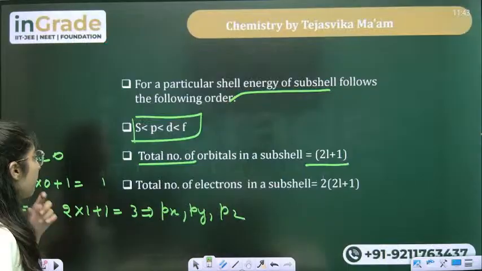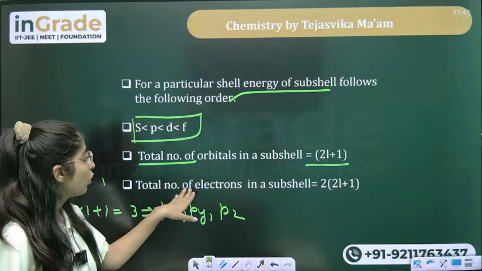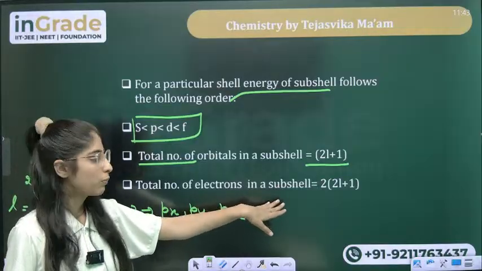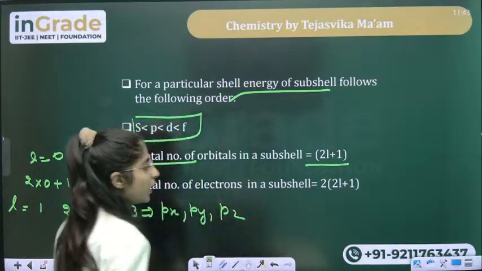Yes, exactly. Now see, next says your total number of electrons in a subshell is equals to 2 into 2l plus 1.